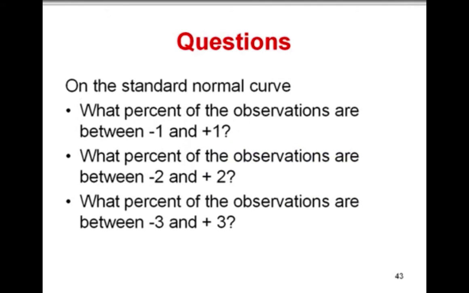Here are 3 questions to test your understanding. On the standard normal curve, what percent of the observations are between -1 and 1? Hopefully, you will respond 68%. Between -2 and 2. Hopefully, you'll respond 95%. And finally, between -3 and 3, hopefully, you'll respond 99.7%.